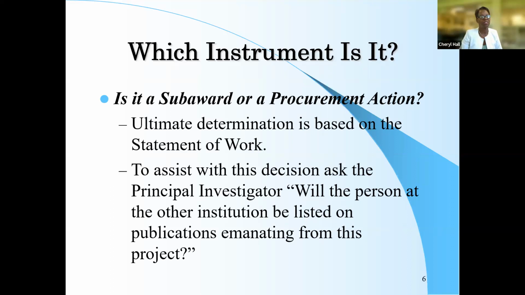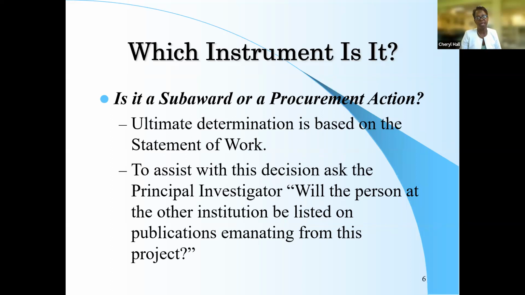To help with this decision, ask the principal investigator at your institution, that's the person that's writing the proposal and wants to include the other school or organization in the project, one question. And that is, will the person at the other institution be listed on publications that emanate from the project? If that answer is yes, then we're looking at a subaward and not a procurement action.